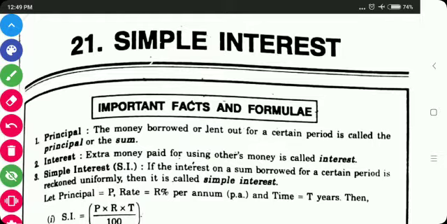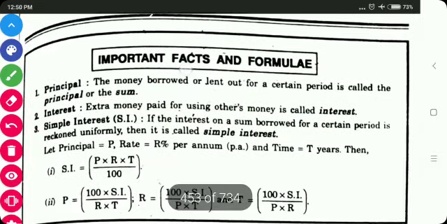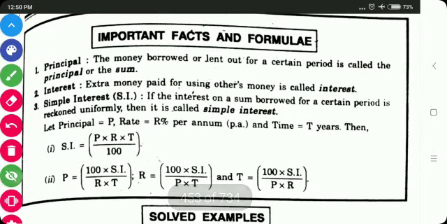So first, what is principal? The money borrowed or lent out for a certain period is called the principal or the sum. Interest is the extra money paid for using others' money. And simple interest is when the interest on a sum borrowed for a certain period is reckoned uniformly, meaning calculated uniformly, then it is called simple interest.